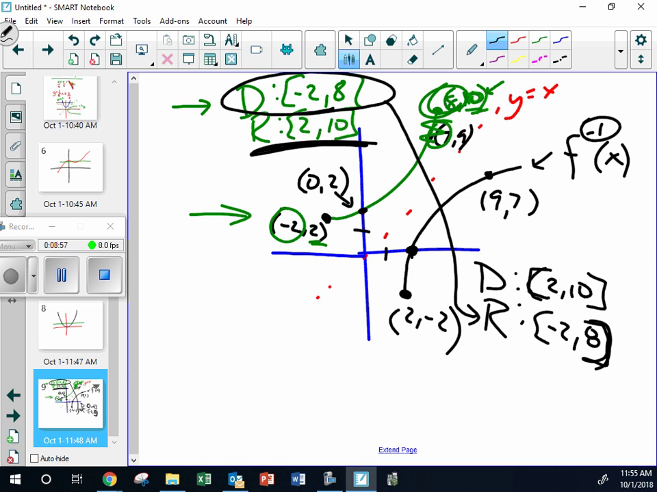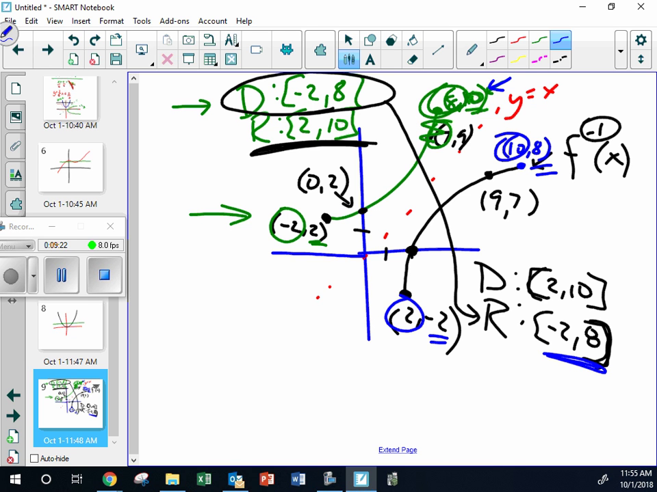And if you actually look, it works. See, domain on this one, 2 to, oh, I never actually graphed that point. It would have to be the point (10, 8), because it's the inverse of that point. So it's going to be from 2 to 10 and -2 to 8, just like it says.